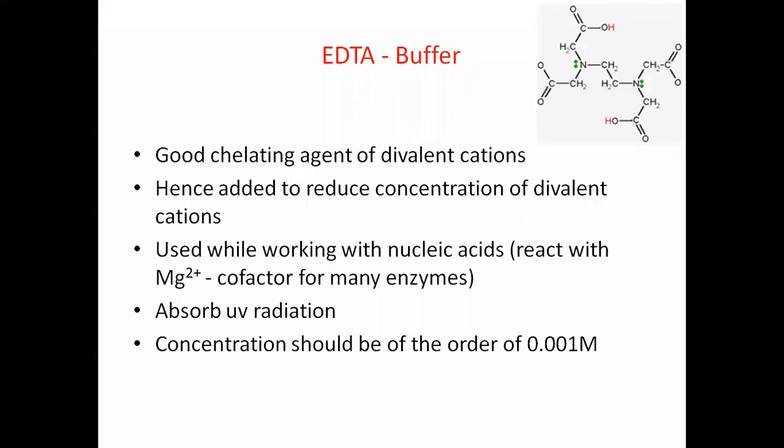While you are working with magnesium 2+ ions, EDTA will be able to easily chelate the magnesium 2+ ions, and it will reduce the concentration of that divalent cation. Hence, scientists who are working with nucleic acids use EDTA buffer for the reduction of the concentration of divalent ions. But this shows absorption of ultraviolet radiation.